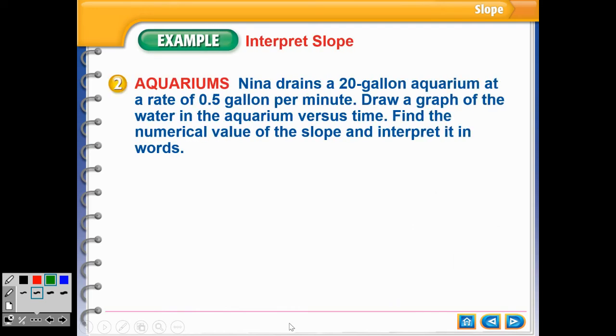Only a couple more examples. Again, here we have an interpretation. So either pause and read on your own or listen as I read it with you. In terms of aquariums, Nina drains a 20-gallon aquarium at a rate of ½ gallon per minute. Draw a graph to represent the amount of water in the aquarium versus time. Find the numerical value of the slope and interpret. So once again, we got 3 action words here. We got draw, we got find the slope, we got interpret the slope.